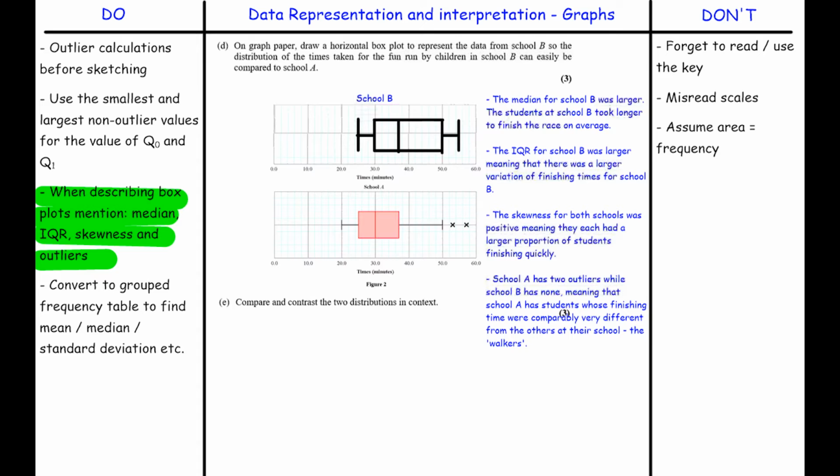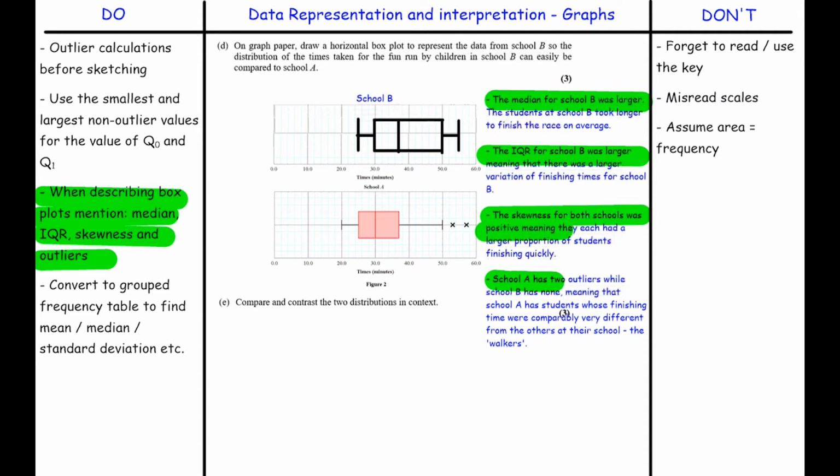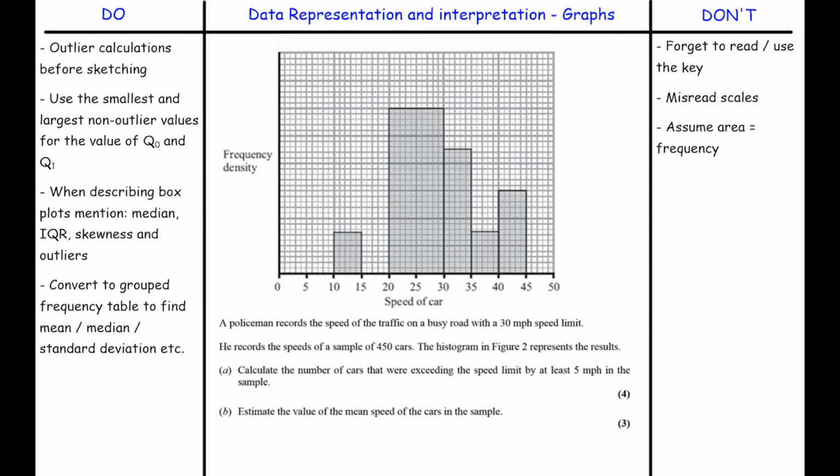You can see that here again when we're comparing school A to school B. I spoke about the median for one school, which was larger. I spoke about the interquartile range, and which was larger. I spoke about the skewness and how they compared. And then I spoke about the outliers and what that might mean for each of the individual schools. All right, so those are the 4 things to talk about whenever you're comparing box plots.